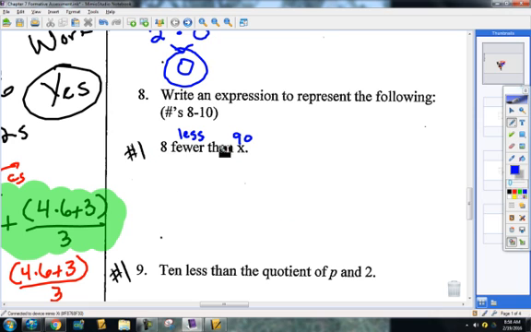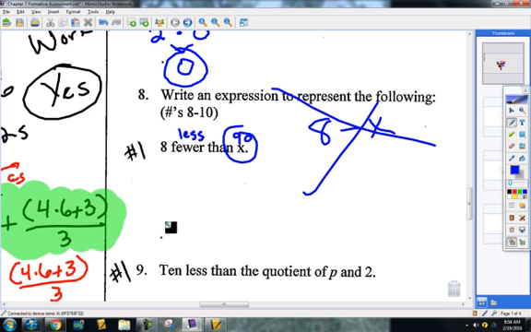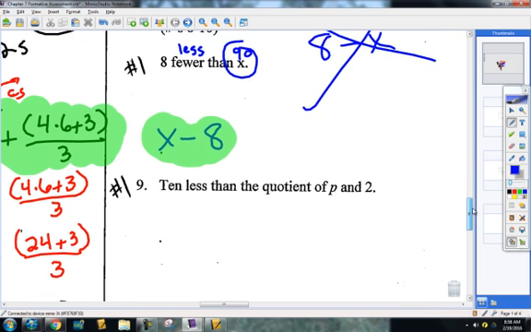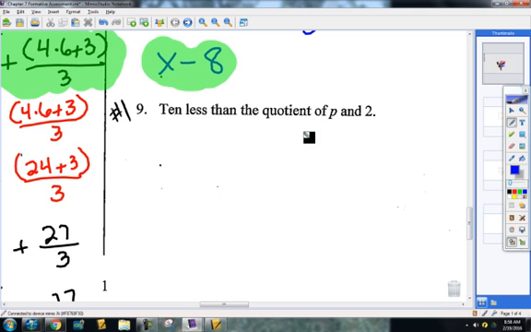Well, that's the one little trick here. A lot of people want to do 8 minus x. That is wrong, because this is the whole. You're saying it's this less than the whole, so it's going to be x minus 8. Okay? Good?